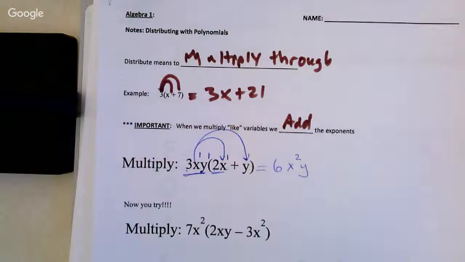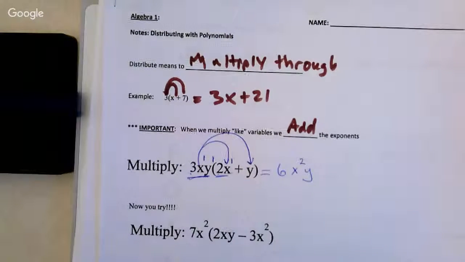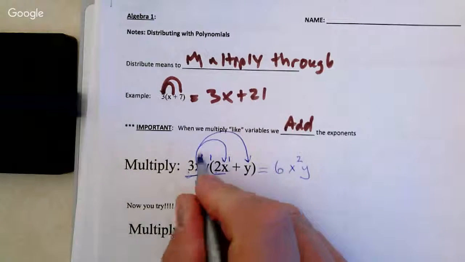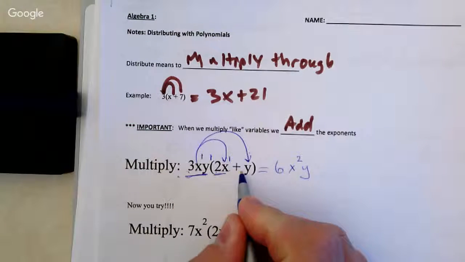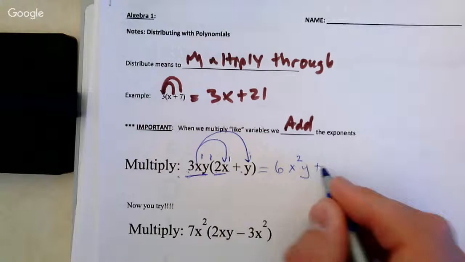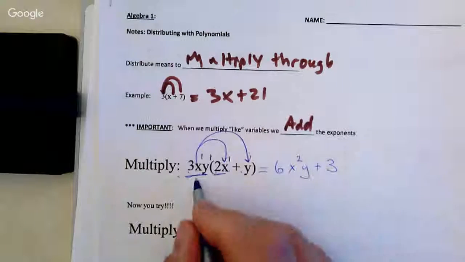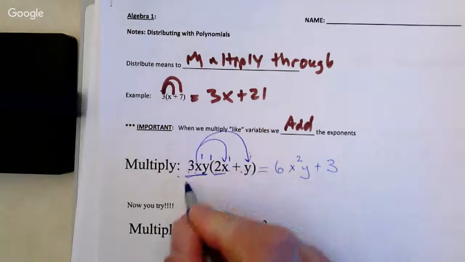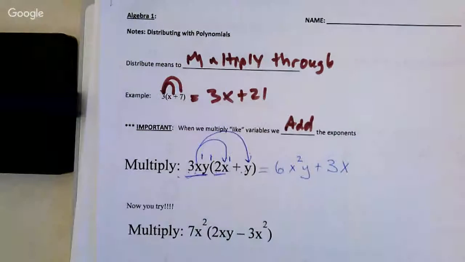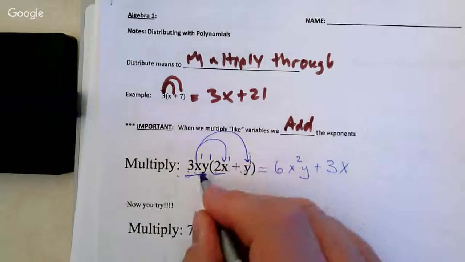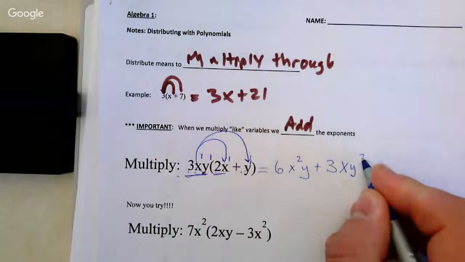Is this completely done? No, I got one more to do. I heard a lot of questions, though, so I wanted to stop and make sure I didn't go too fast. I multiply the next one. 3. What number is there, even though we're too lazy to write it? 1. Right. 3 times 1 is 3. X. I got x and I got y, so there's no like variable, so I just bring the x along for the ride. Then I have y to the first times y. Y times y gives me y squared.